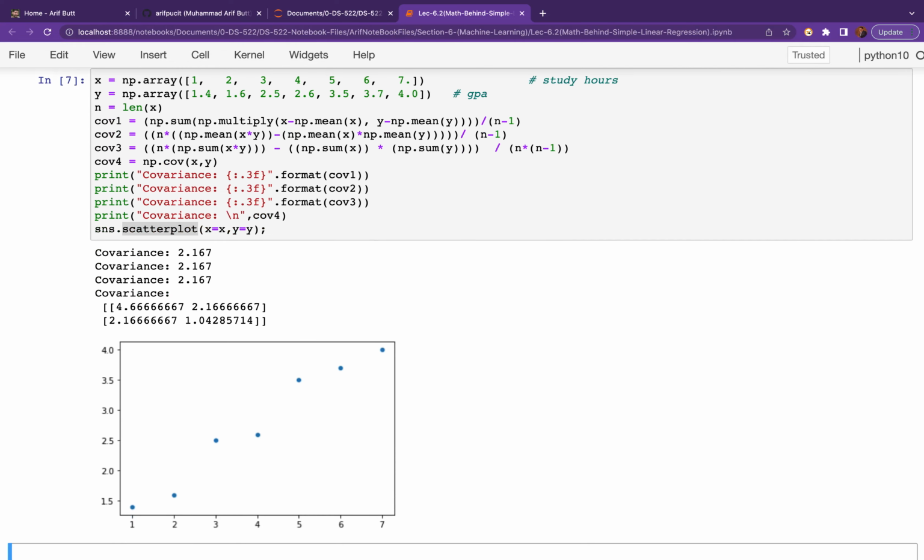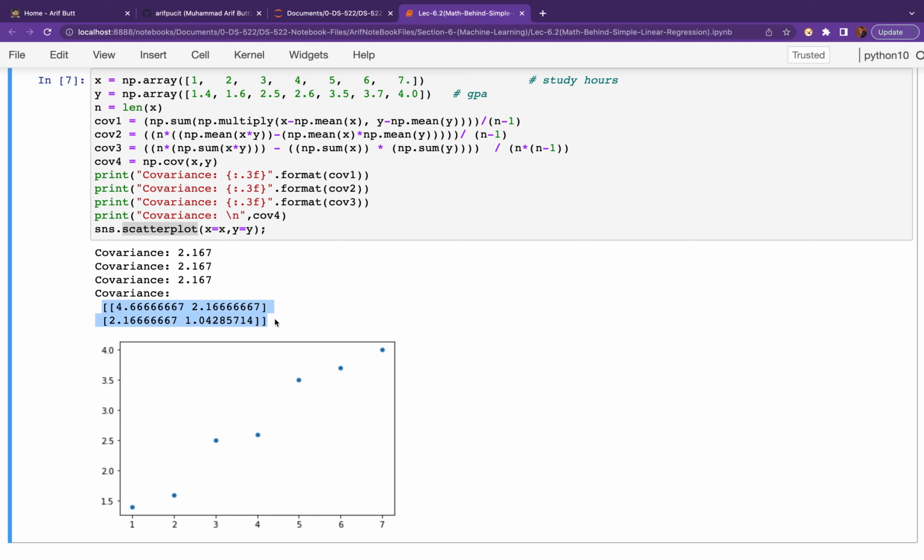Great. Note that all the three formulas give the same value, and that is 2.16. NumPy's covariance method has actually returned the covariance matrix, which is shown over here. It is a 2 by 2 matrix in our case, and you see that the main diagonal contains the variance of x and the variance of y, while the other diagonal contains the covariance of xy, which is 2.16.